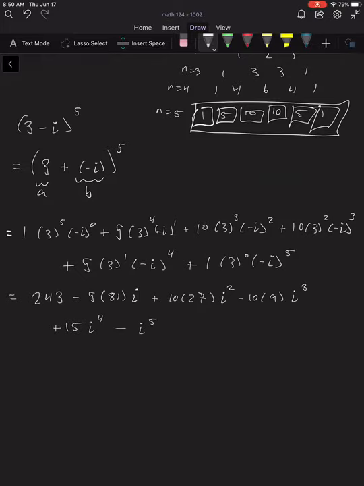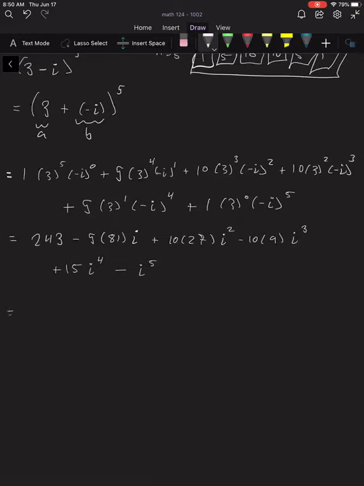Okay, so now we need to simplify this. So what do we have? The first term, that's just 243. Now we have 5 times 81, 405, so minus 405, and we leave that the same. Now we have 10 times 27, so 270. i squared is minus 1. So what we really need to simplify is this: i cubed, i to the 4th, and i to the 5. So let's do that down here.